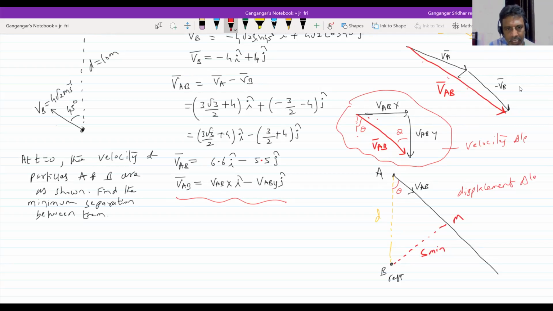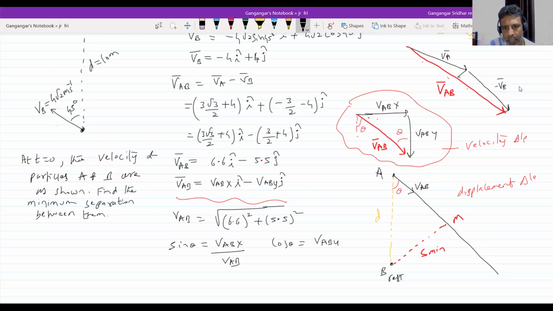For theta, first we need the VAB value. Come back to mathematics here. VAB you can write as the square root of 6 squared plus 5 squared. We'll get VAB. Then sine theta and cos theta values are needed. Sine theta is VABx by VAB. What about cos theta? VABy by VAB. Here it will not be VA or VB; the earlier problem was different, the condition here differs.